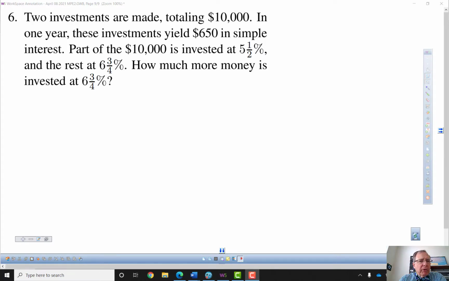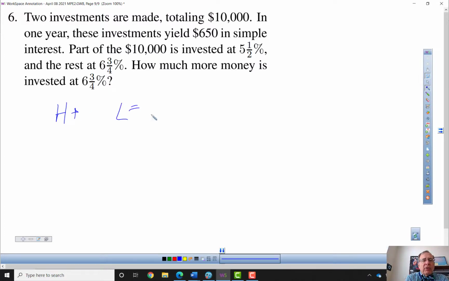I like for my variables to mean something, so I'm going to say the amount invested at the high interest rate plus the amount invested at the low interest rate totals $10,000. And then the amount of interest totals $650.